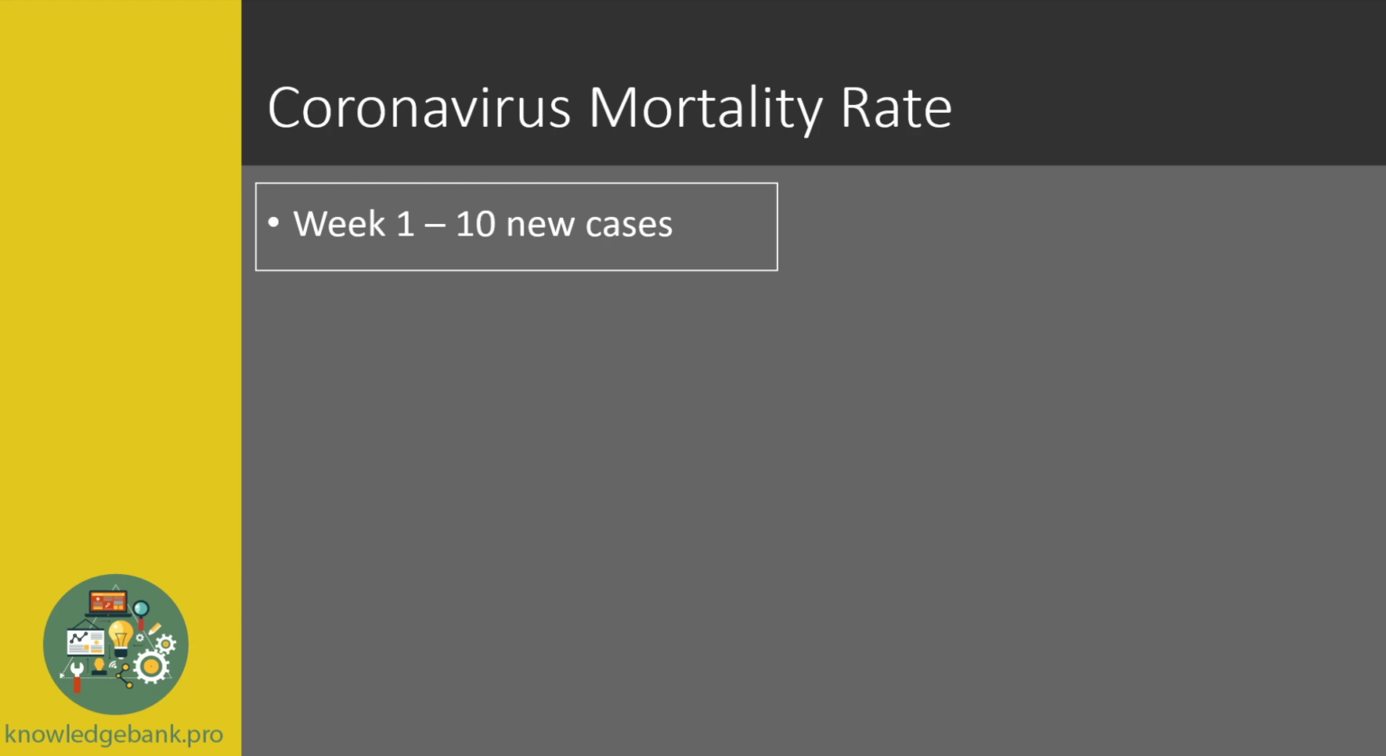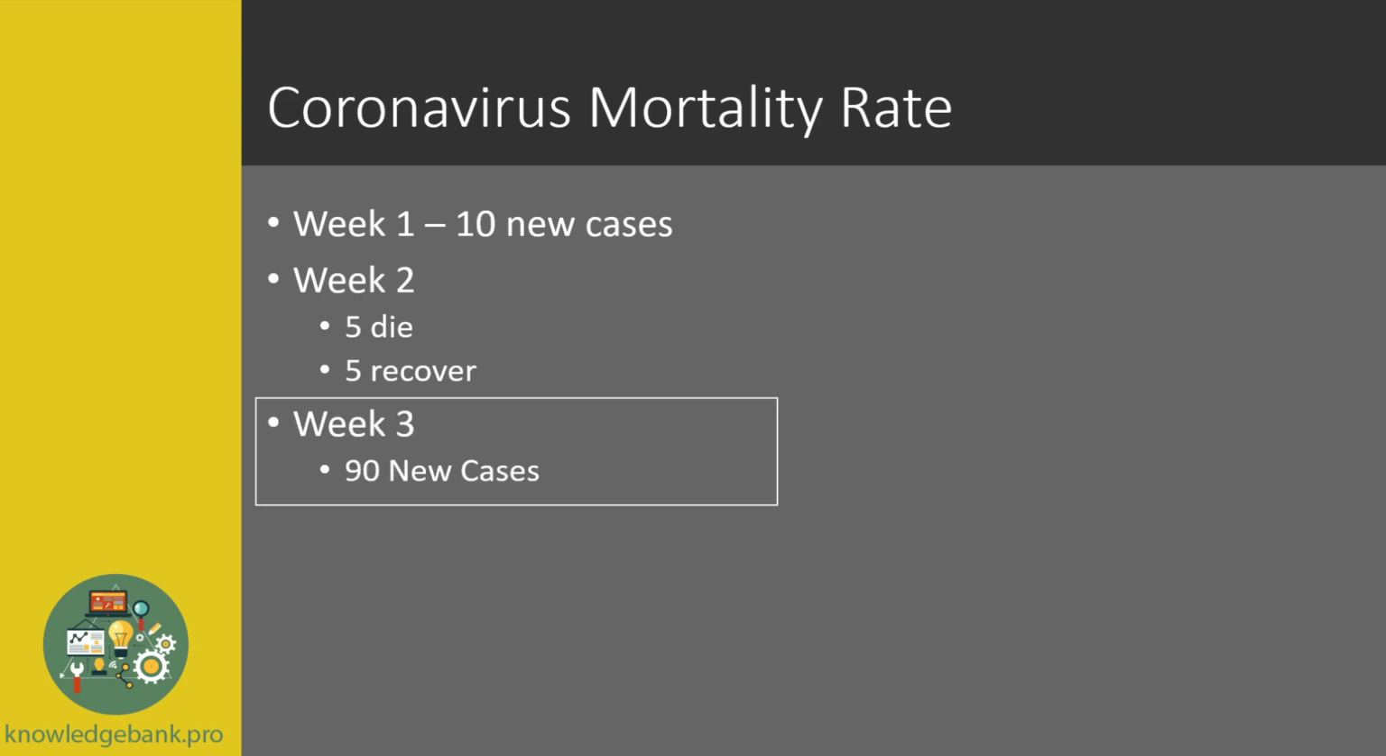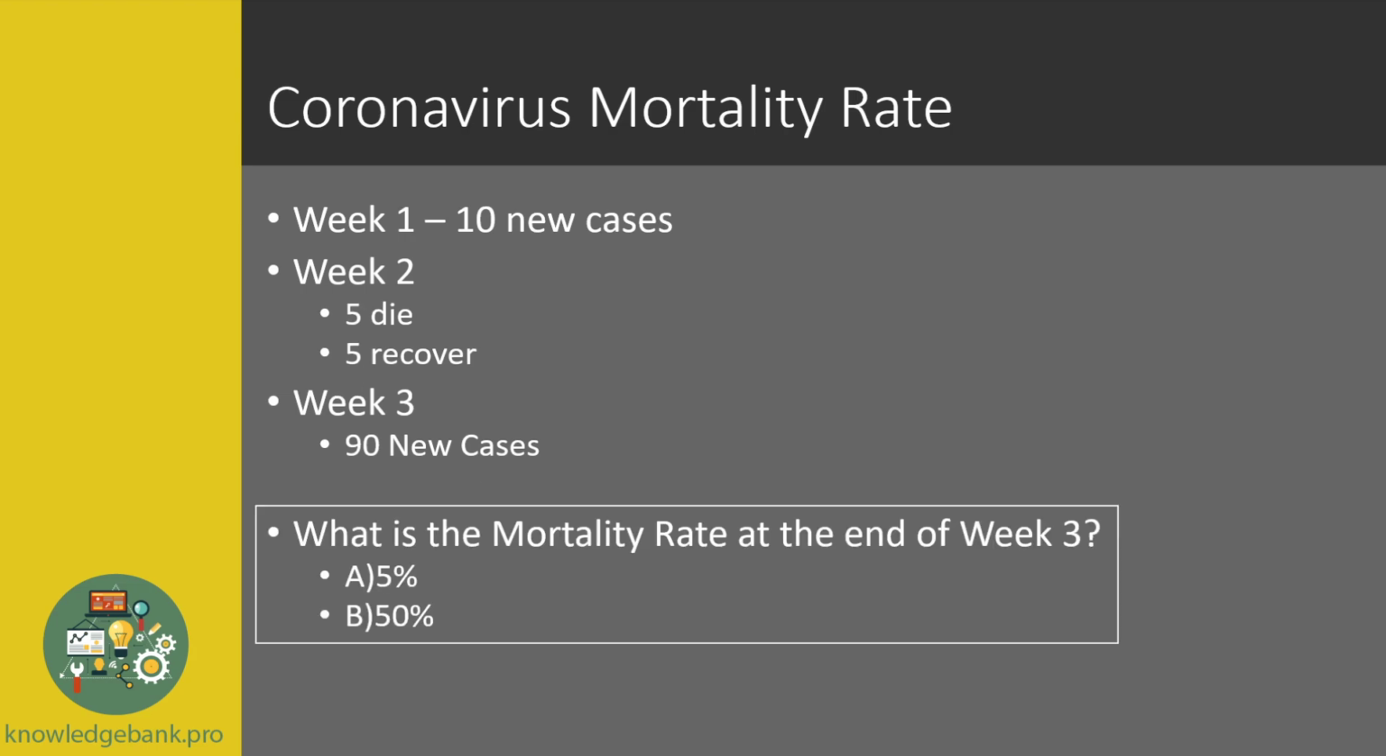Let's say in week 1 the country gets 10 new cases. In week 2, 5 of those 10 die and 5 recover. In week 3, the country gets 90 more new cases, so now they have 100. The question is, what is the mortality rate in this country at the end of week 3?